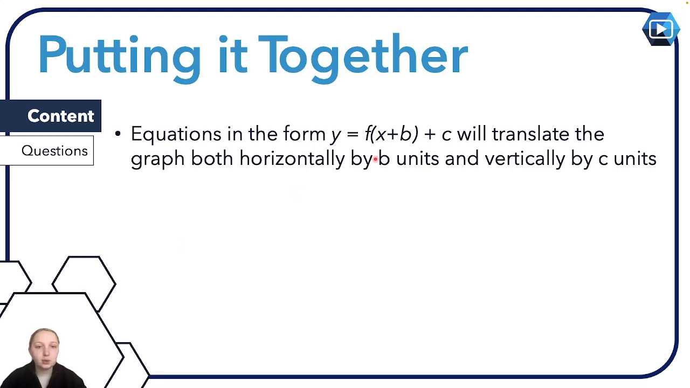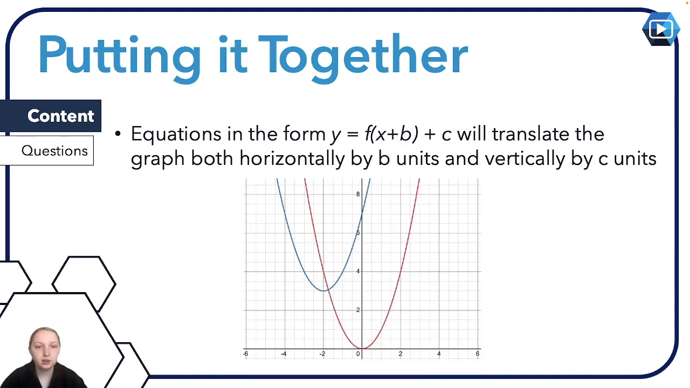So essentially, when we are adding a number, if it's inside the brackets, it's going to be a horizontal translation. If it's outside the brackets, it's going to be a vertical translation. For example, if we consider this original line to be the first graph of f(x) in red, we can see we've had both a vertical translation up 3 units and a horizontal translation to the left 2 units. You'll notice that we haven't changed anything about the shape of the graph itself. Therefore, this is just translations.